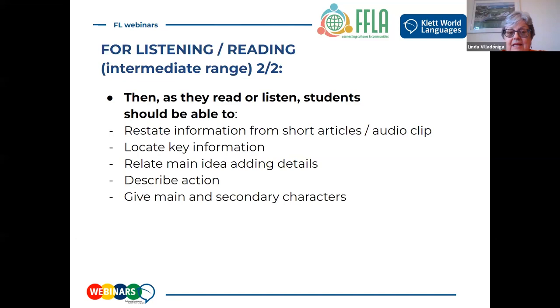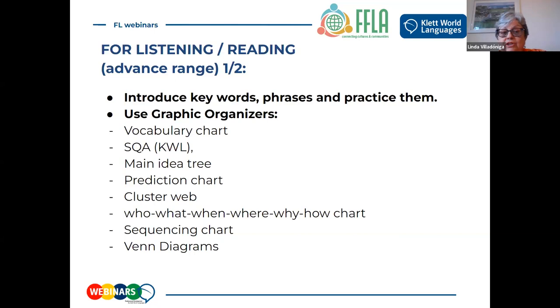Advanced range, levels 1 and 2. Introduce keywords, phrases, and practice them. And be sure you practice them ad nauseum. Kids learn by hearing and by reading and by seeing. So we need to do that.